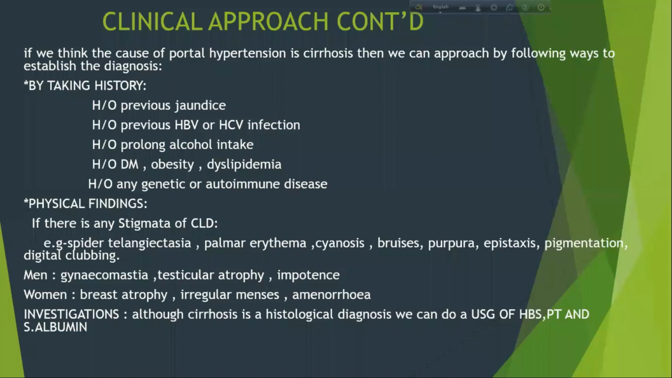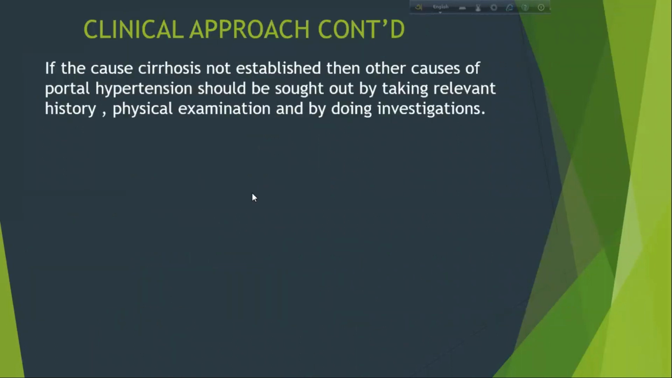Investigation: although cirrhosis is a histological diagnosis, we can do an ultrasonography of the hepatobiliary system, prothrombin time, and serum albumin. If the cause of cirrhosis is not established, then other causes of portal hypertension should be sought out by taking relevant history, physical examination, and by doing investigations.